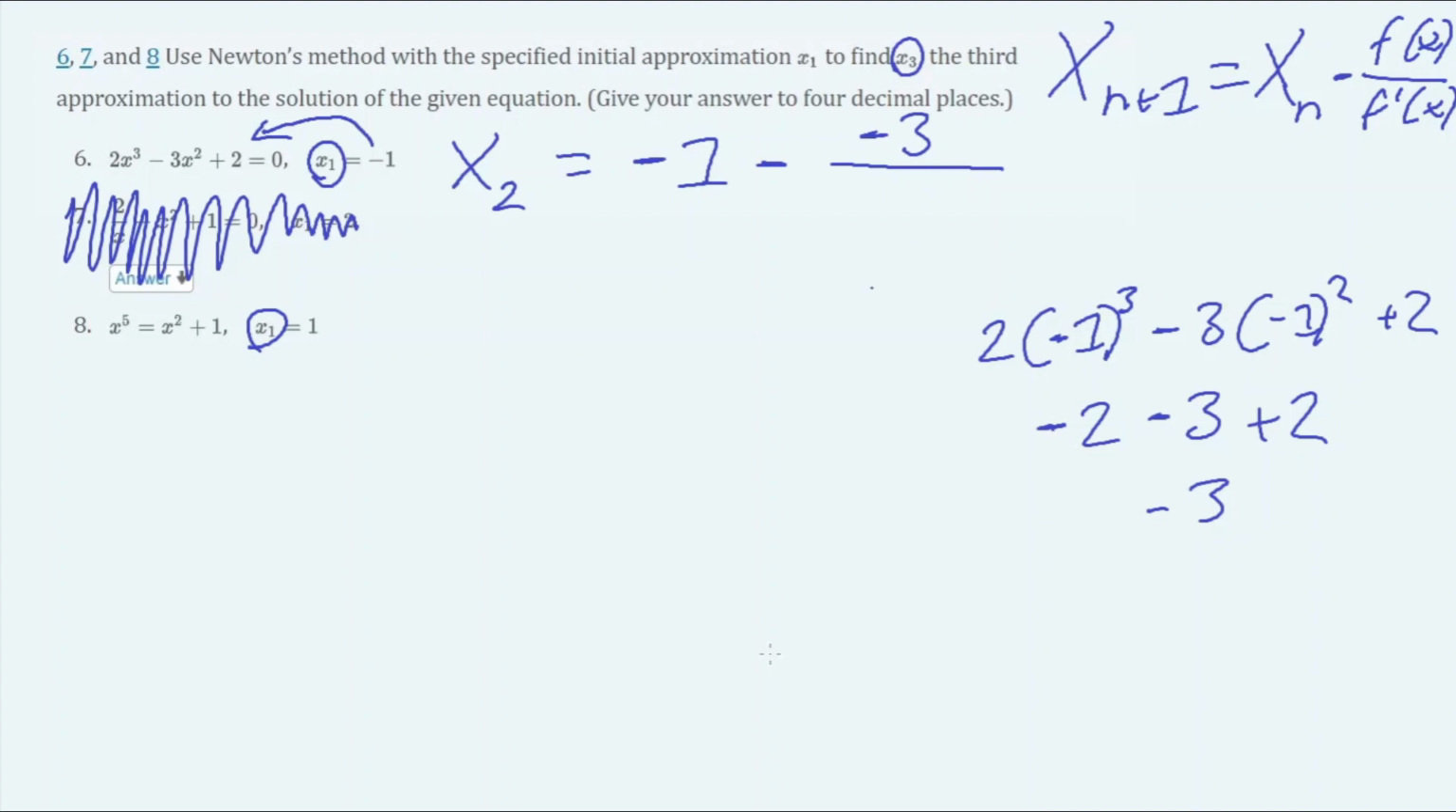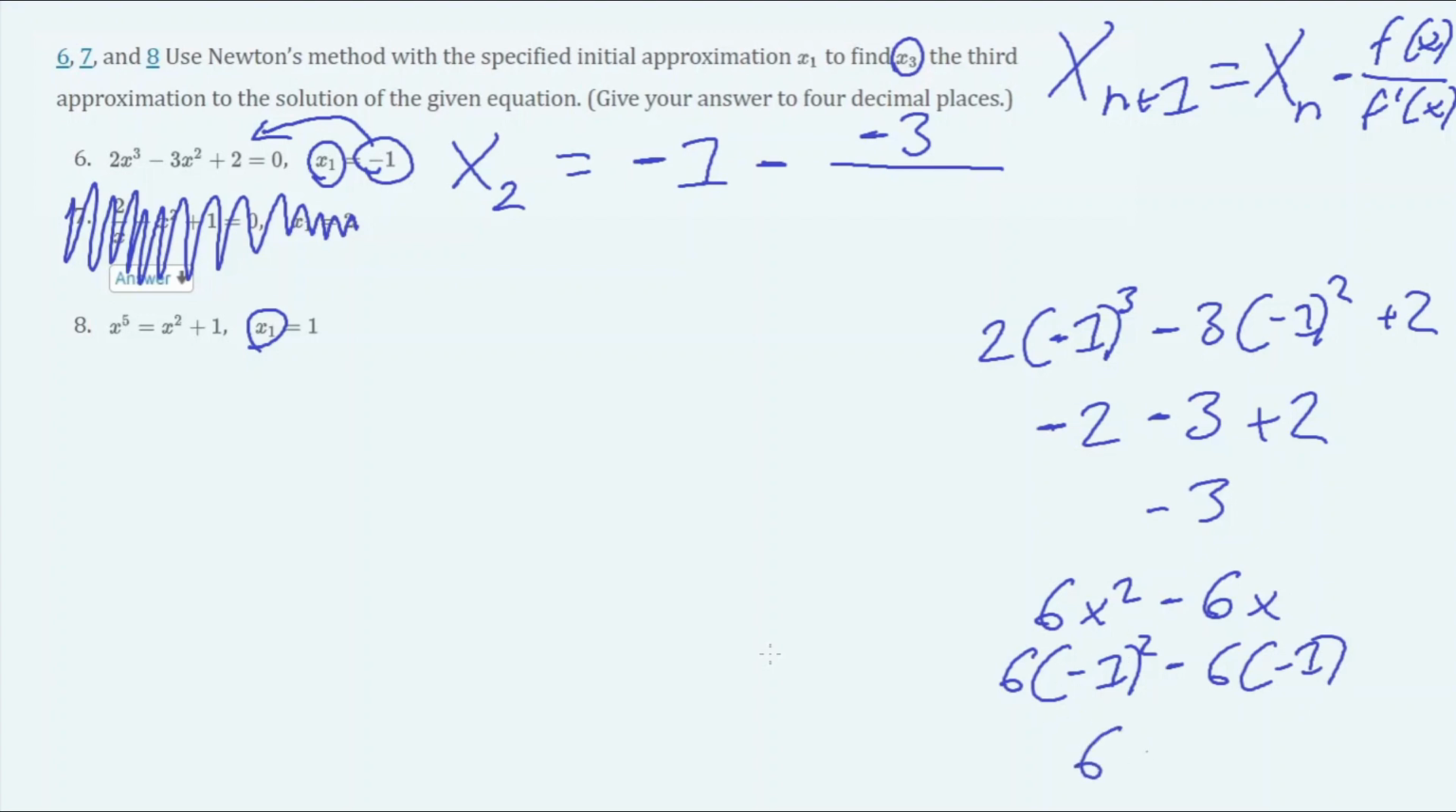So we would have -3 on the top, and then on the bottom we would plug in this -1 into the derivative of this function, because f prime of x. So derivative of number 6 is going to be 6x squared minus 6x, and then the 2 would go away. And now all we need to do is plug in -1, so we have 6 times -1 squared minus 6 times -1, and if we plug it in, we have -1 squared, which is 1, 6 minus, -6 times -1, it's going to be positive.